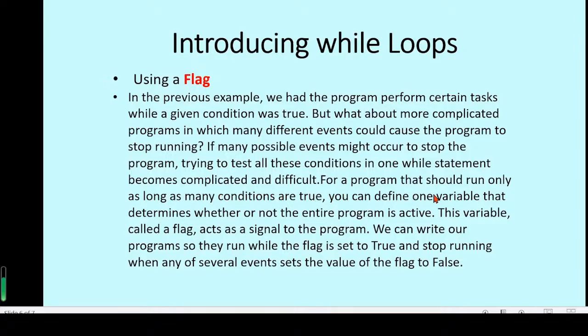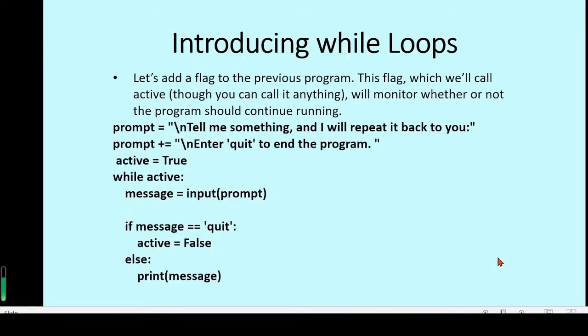So for programs that should run only as long as many conditions are true, you can define one variable that determines whether or not the entire program is active. This variable, called a flag, acts as a signal to the program. So we can write our program so it runs while the flag is set to true, and stops running when any of several events sets the value of the flag to false.